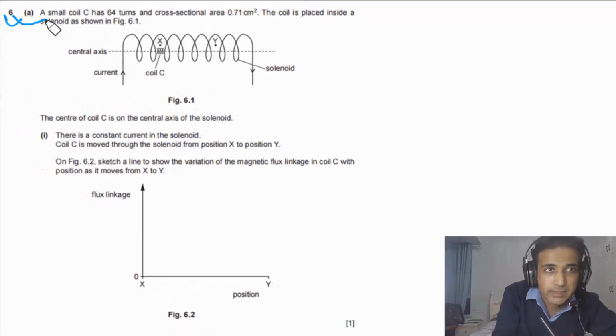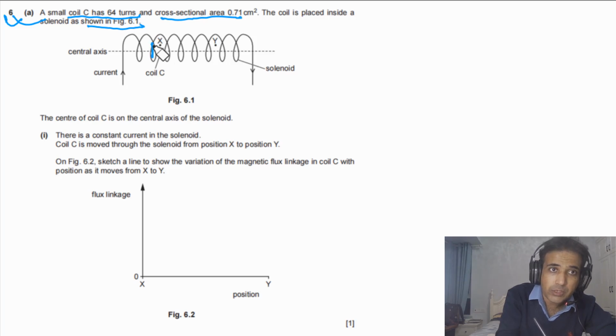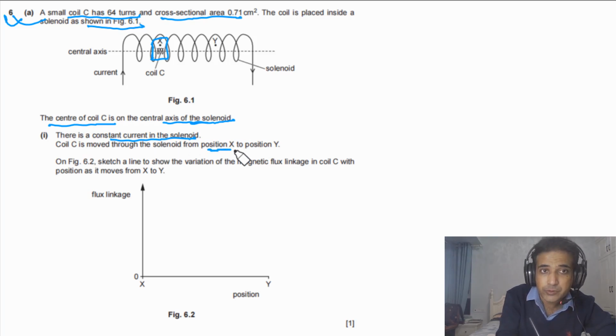Question 6 part A says, a small coil C has 64 turns and cross-sectional area 0.71 centimeter square. The coil is placed inside a solenoid as shown in figure 6.1. So coil C is placed here. The center of coil C is on the center axis of the solenoid. There is a constant current in the solenoid. Coil C is moved through the solenoid from position X to position Y.